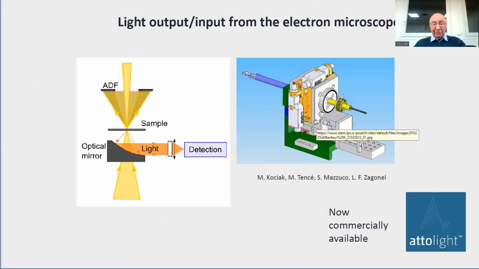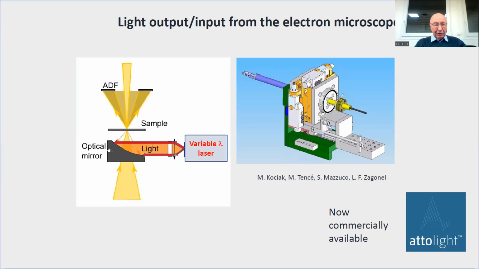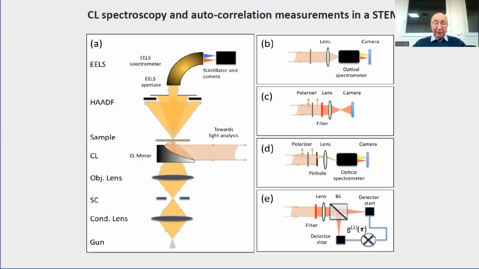So the strategy has been to introduce on the column this light output system. So there, the idea is below the sample, the electrons are going this way. Below the sample, you have a mirror, you send the light to a detector or a variable laser to introduce light. And this has opened up possibilities because with this system you can also modulate the light analysis range, you can make spectra with a spectrometer, or you can make polarization, with also very interesting correlation of time of arrival between the different photons.